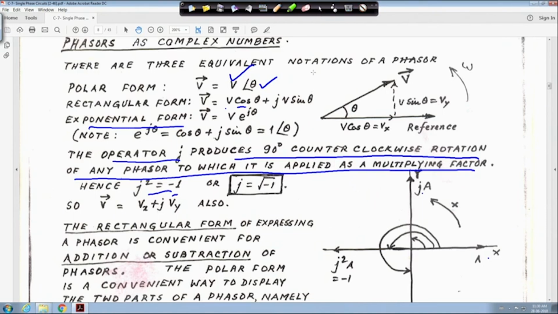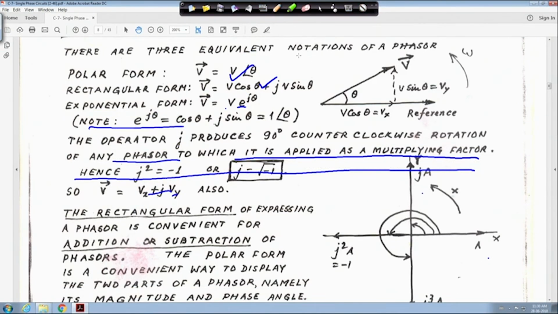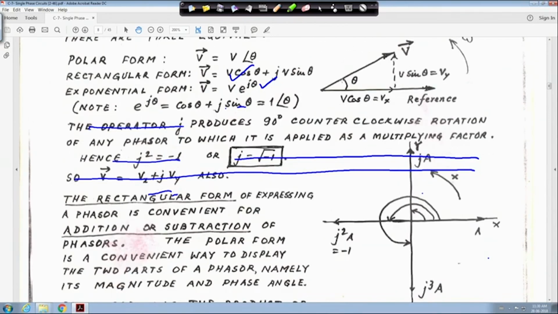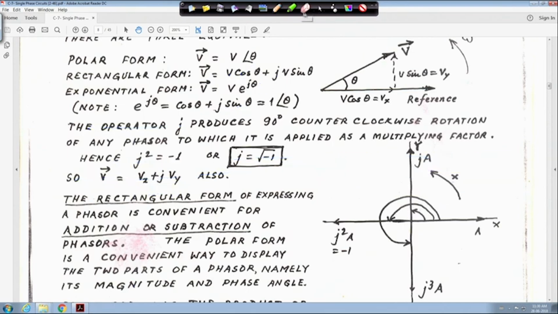Let me move upward. In this case, this is j. Now when you move further, j square is equal to minus 1. When you come to this, j cube is equal to minus j, because it is j square into j. Finally, when you come to this point, j to the power 4 will be 1. So it is moving in the counterclockwise direction.